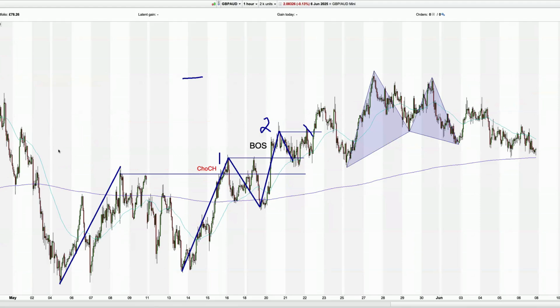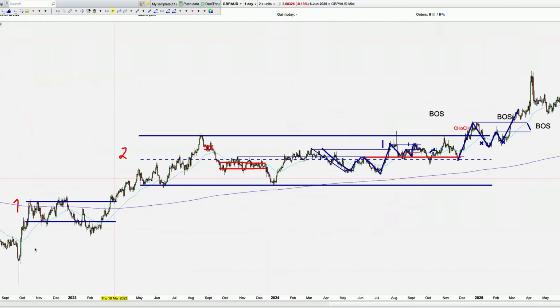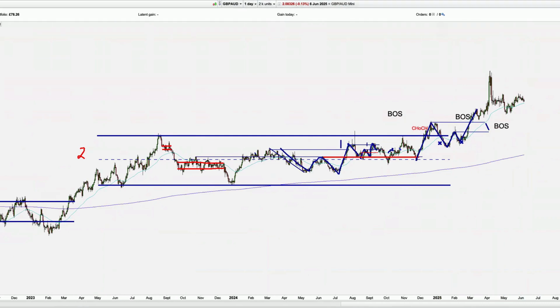Okay, moving on. GBP AUD. What are you doing? This one served us brilliantly as well. Very clear market cycle. Level 1, level 2. 1, 2. Is it going to give us a third final push? Perhaps. Let's wait and see on that.